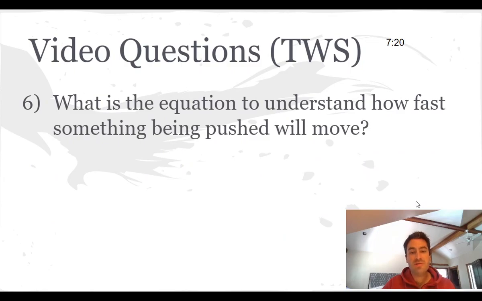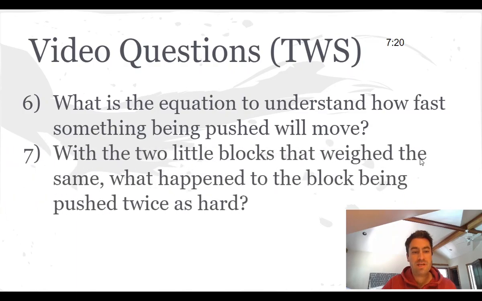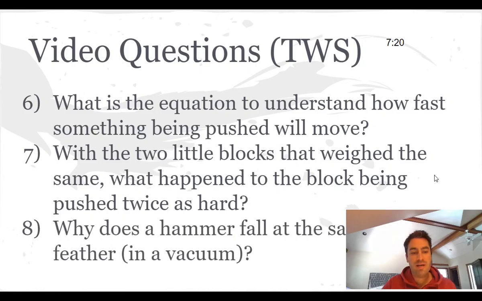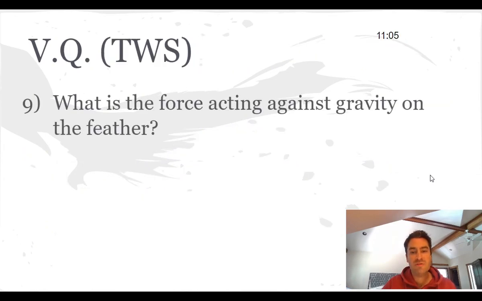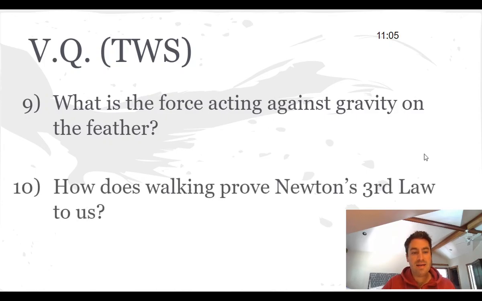6, what is the equation to understand how fast something being pushed will move? 7, with the 2 little blocks that weighed the same, what happened to the block being pushed twice as hard? Number 8, why does a hammer fall at the same rate as a feather in a vacuum, that is? 9, what is the force acting against gravity on the feather? And 10, how does walking prove Newton's third law to us?